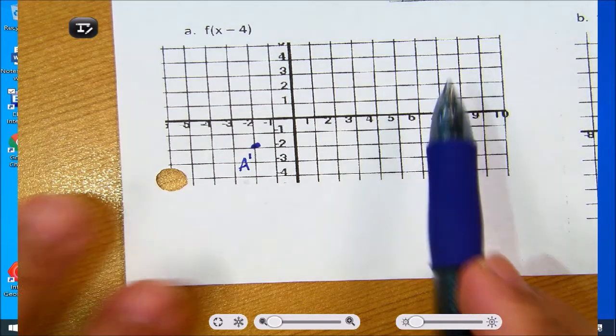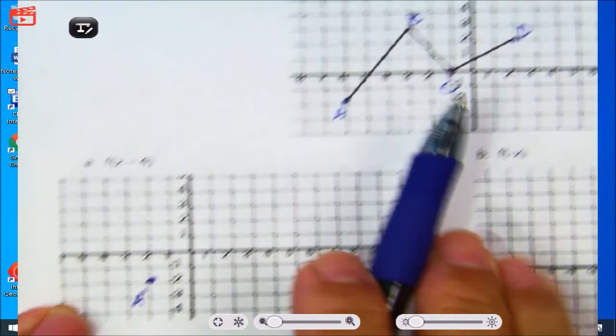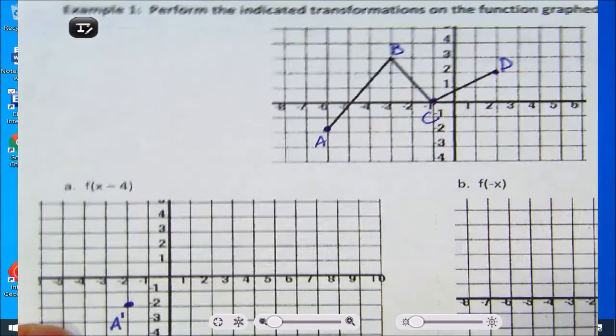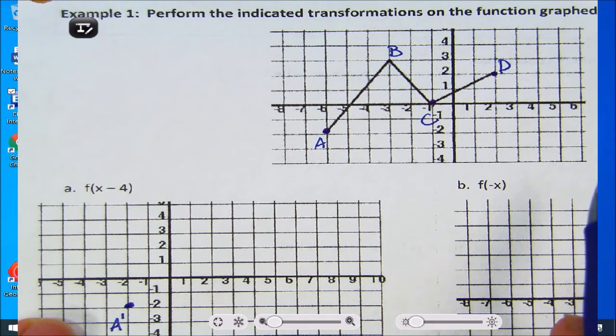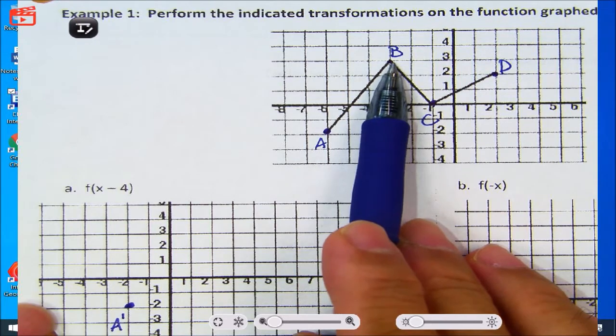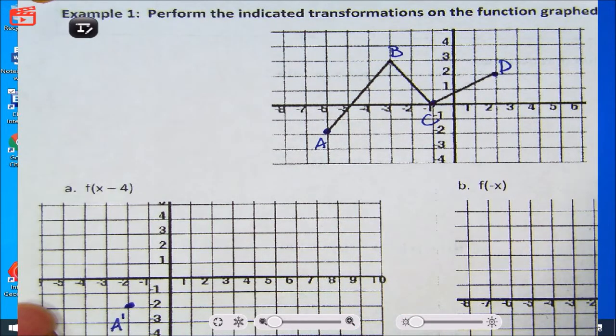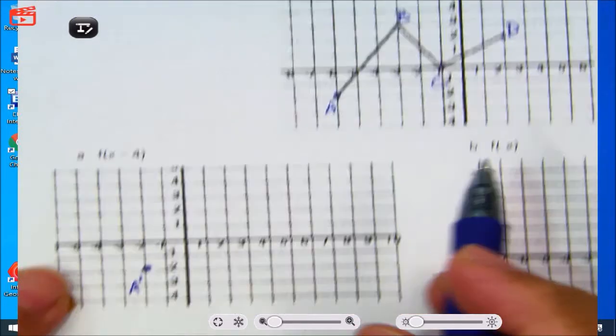All right. So we move the 4 to the right. Now, let's go B. What's the coordinates of B? -3, comma 3. So only the -3 gets affected because that's the x coordinate. So you're going to add 4. What's -3 plus 4? 1. So it's going to be 1, 3.